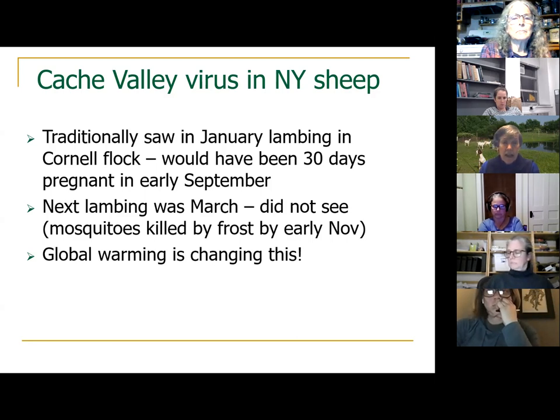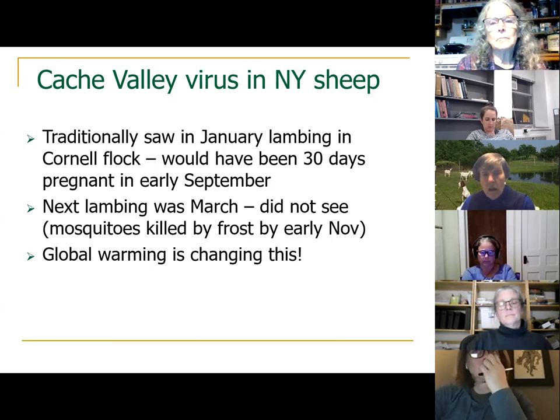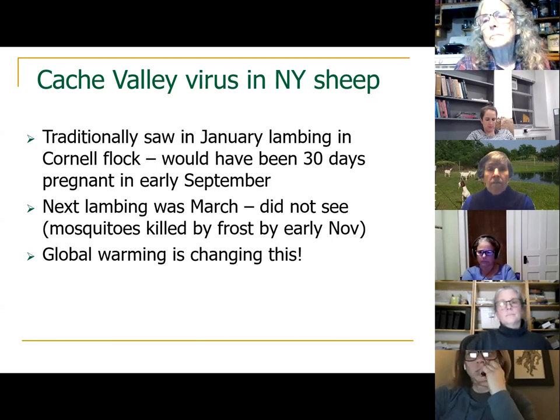And the next lambing was in March. We didn't see Cache Valley in March, traditionally, in the Cornell flocks. Why? Because the mosquitoes that spread the virus had been killed off by frost by early November. And I'm afraid that global warming has changed this. We didn't get a frost till very recently.